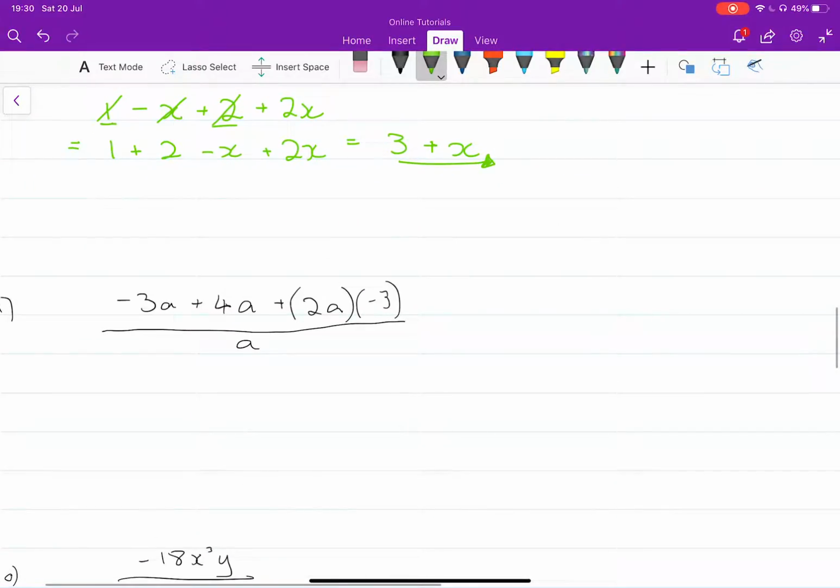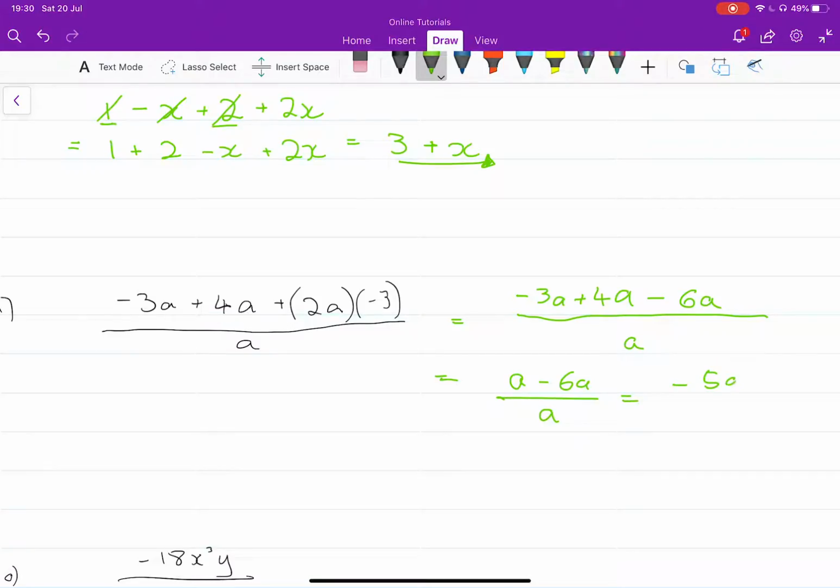Looking at this question, we need to get rid of the brackets at the top, so let's leave the bottom as it is, leave the a there. 2a times minus 3 is equal to minus 6a. Now we need to simplify the top, so minus 3a plus 4a is equal to a, minus 6a, divided by a, which is equal to minus 5a divided by a. These cancel, so it's equal to minus 5. That's our final answer.